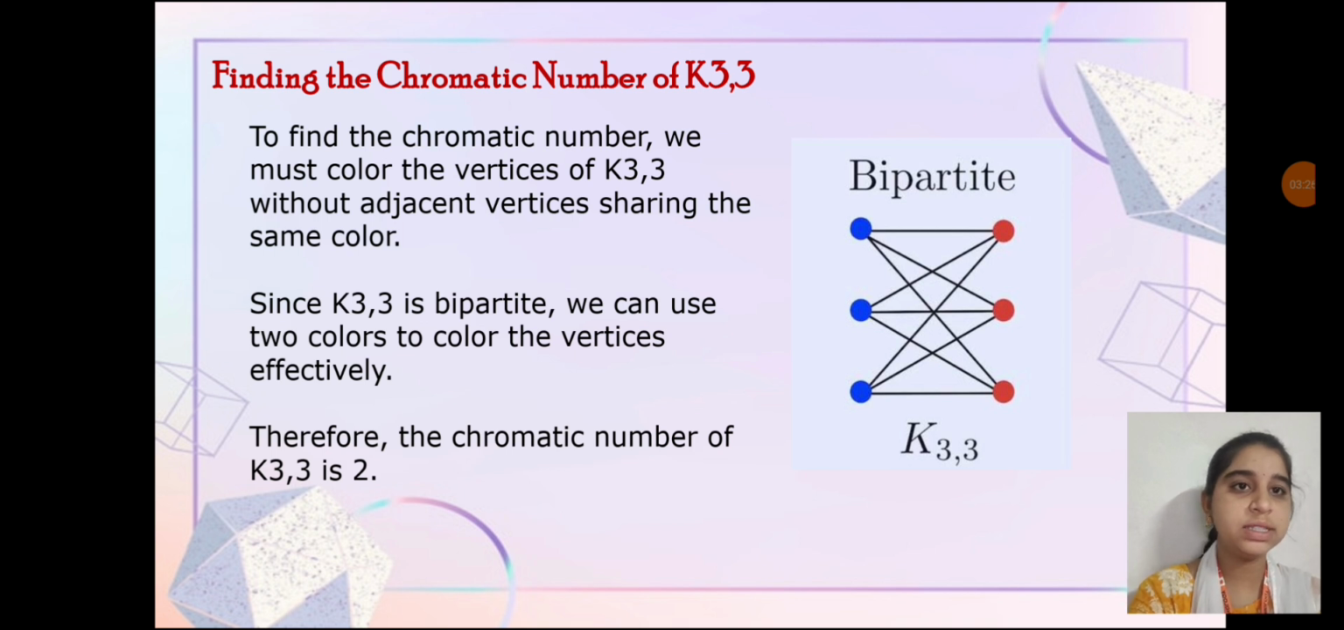Here we can see one example of the K33. Here we use only 2 colors, blue and red. We can clearly observe that no two adjacent sides use the same color. So minimum colors is 2. The chromatic number is also 2 for the K33.